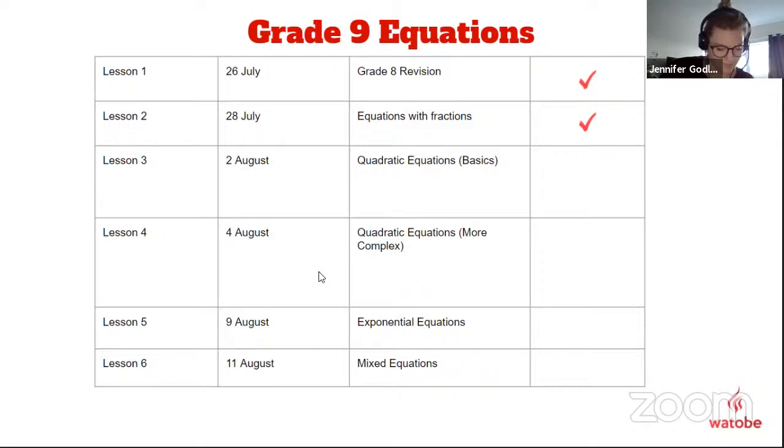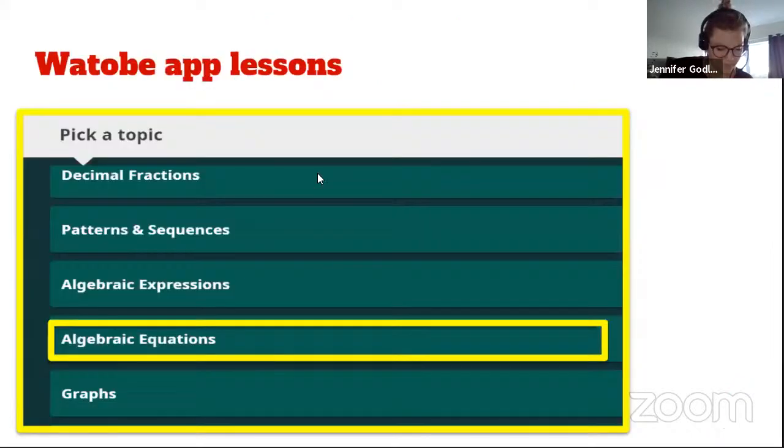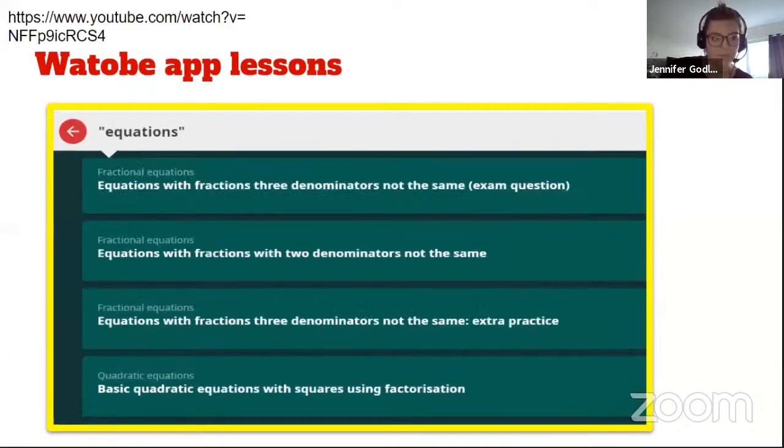So just to prep yourself for that, as always, you go to the Watobi app and then go to algebraic equations and click there, and then go to basic quadratic equations. You can also just search equations and you'll find all the lessons that you need. So you don't need to wait for the live classes to do maths. We have the app and it has everything you might possibly need, with the lessons and the quizzes, just to test yourself and always prepare yourselves.